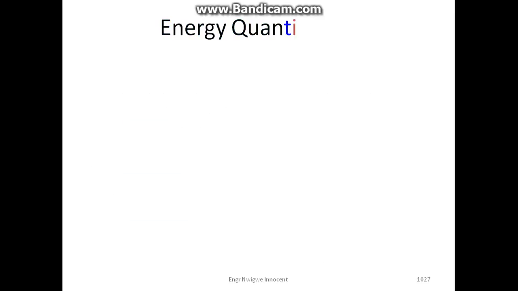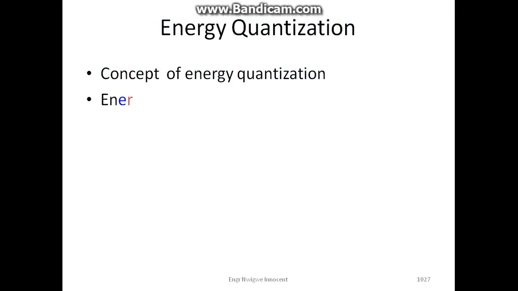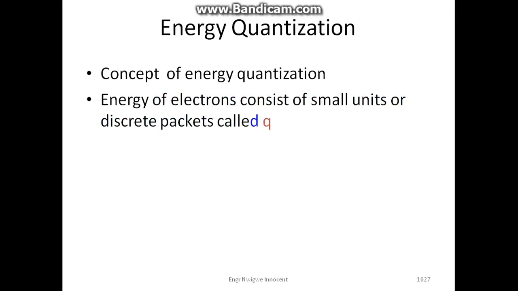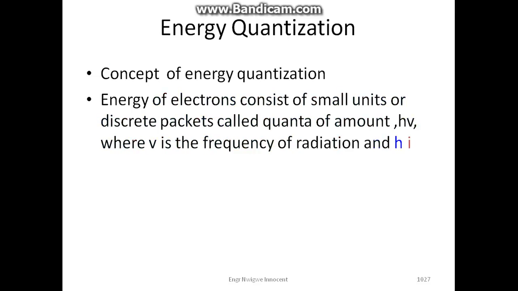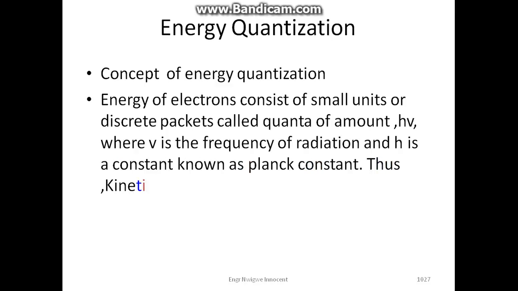Energy quantization. Concept of energy quantization. The energy of an electron consists of small units or discrete packets called quanta, of amounts hν, where ν is the frequency of radiation and h is a constant known as the Planck constant. Thus, the energy of the electron is equal to hν.